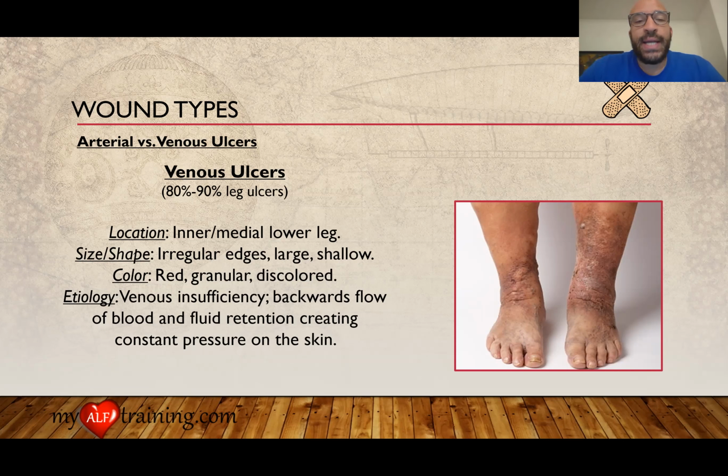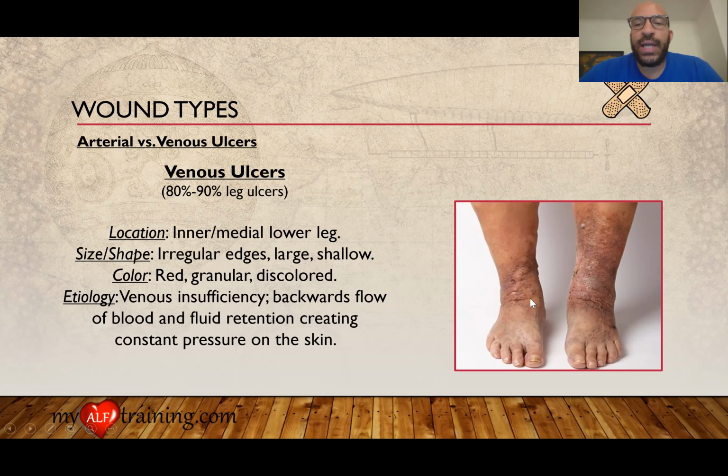So, if we can identify what caused it, or we can identify a venous ulcer by the location. So the location of a venous ulcer is usually the inner and or medial lower leg. So if you see the medial here of this patient's leg, the inner and also the outer, they've got this irregular, very large but shallow kind of skin breakdown on the legs.